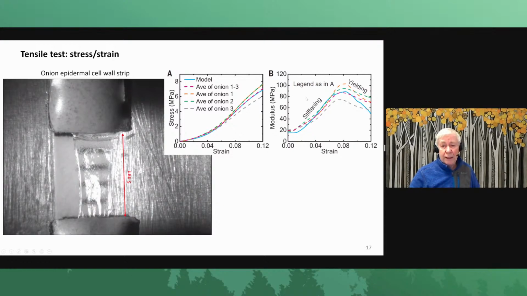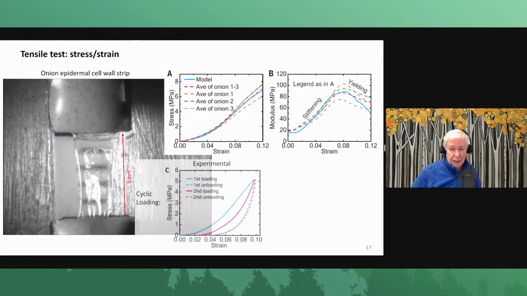And on the right-hand curve, you can see the slope of the line, so the modulus as a function of strain. And so you see the modulus is not constant. In fact, it gets steeper and steeper. So there's a stiffening response as the wall stretches, which, as you'll see, we attribute to the straightening of the cellulose microfibrils. And then some softening or some yielding kicks in, which is a consequence of the sliding of the microfibrils once a yield threshold is reached.